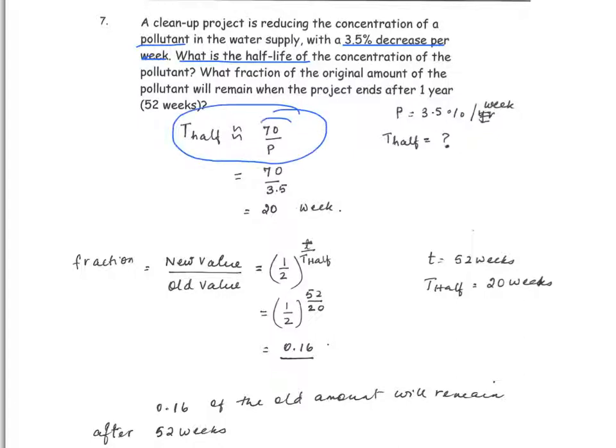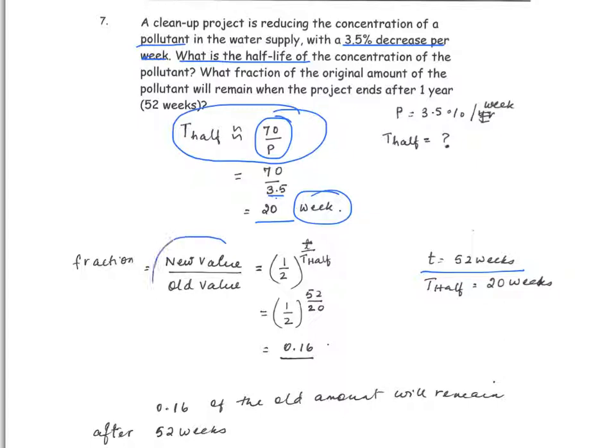T half is the same as T double, 70 over the percent. So that is 70 over 3.5 because it decreases by 3.5% every week. That's why your answer is in weeks. Your half-life is 20 weeks, which means that in 20 weeks, the pollutant is half of what it was when it started. So that is the half-life. Now the next question says, what fraction of the original amount of pollutant will remain when the project ends in 1 year, which is 52 weeks?